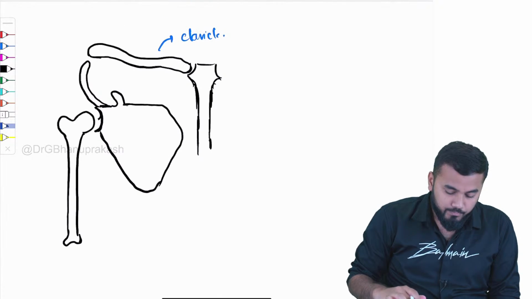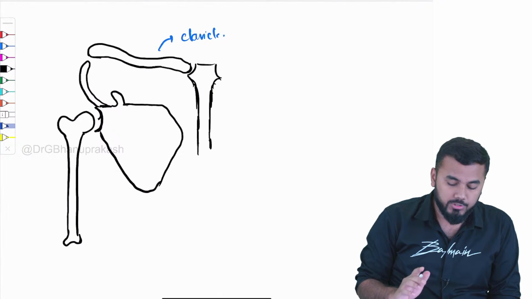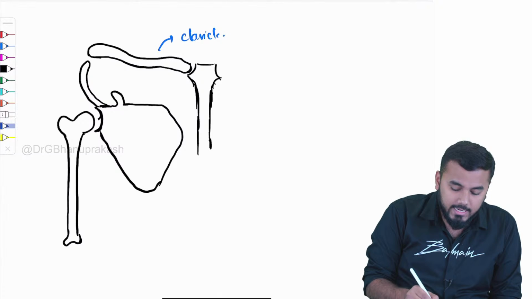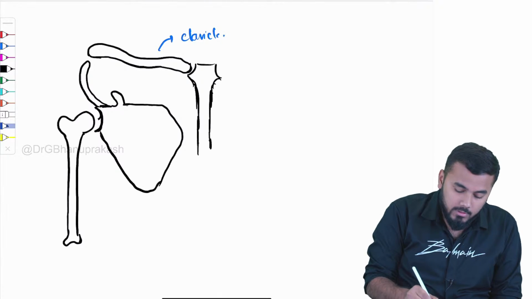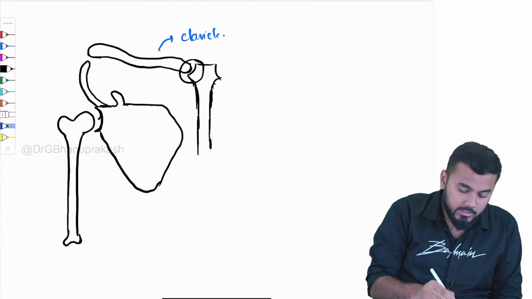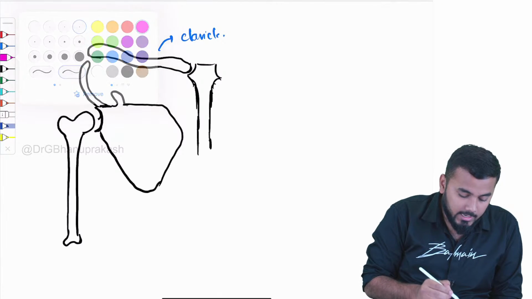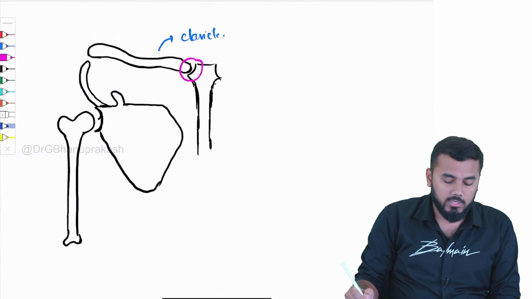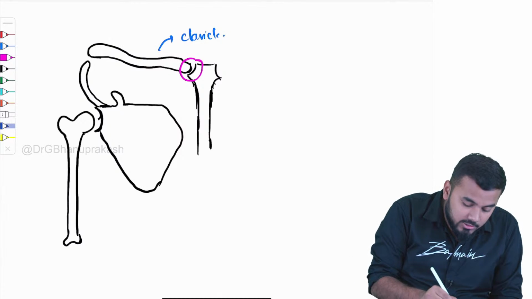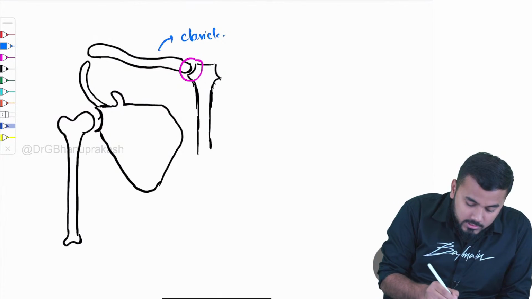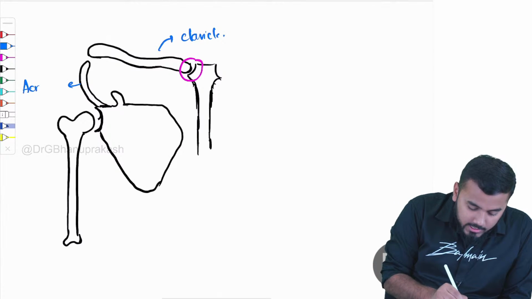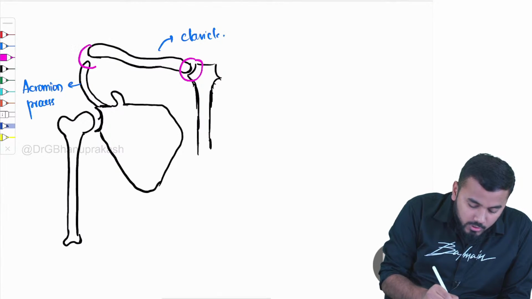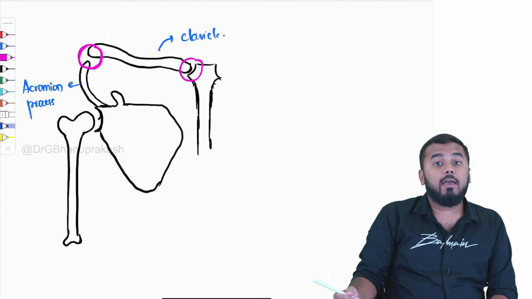So look here. What is my main intention to teach you is that there is a joint that is connecting clavicle to sternum. This is called sternoclavicular joint. And this joint connecting acromion process, all of you know this is called as acromion process. So connecting acromion process to clavicle, this is called acromioclavicular joint.